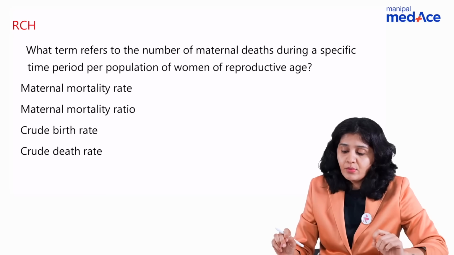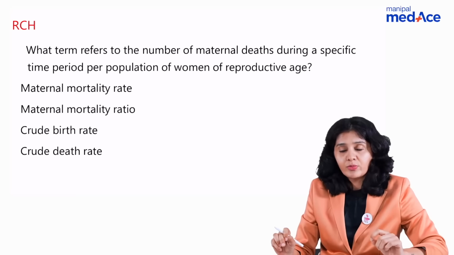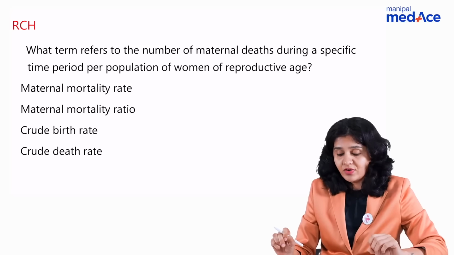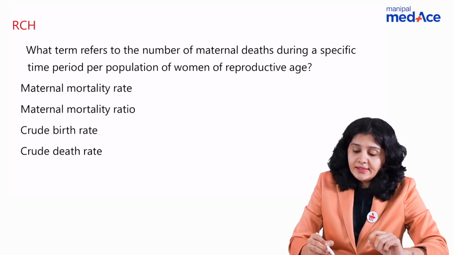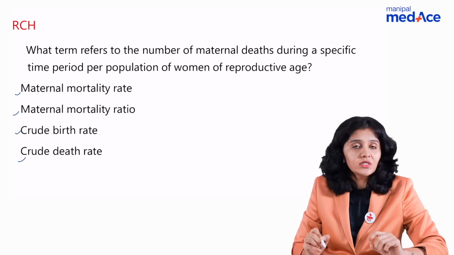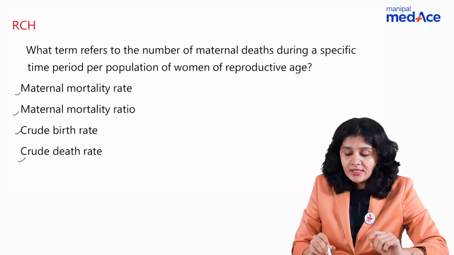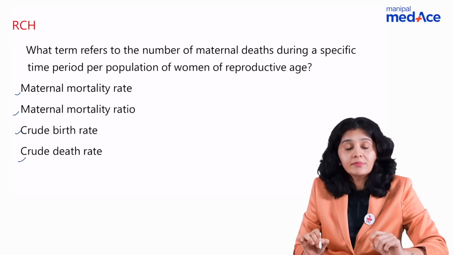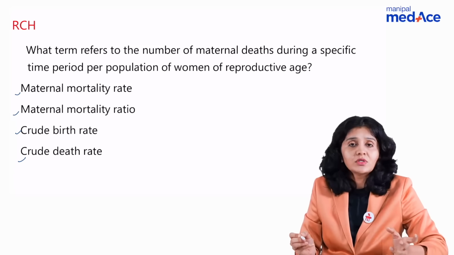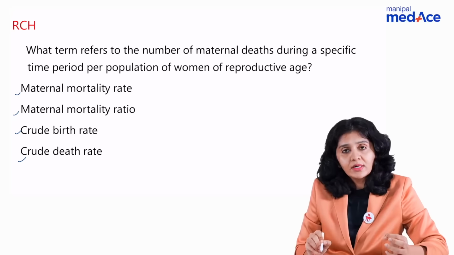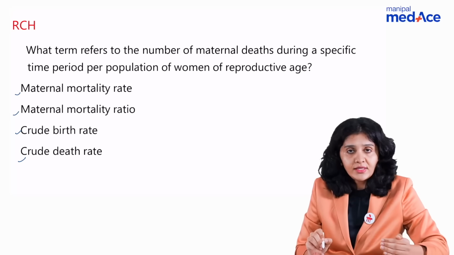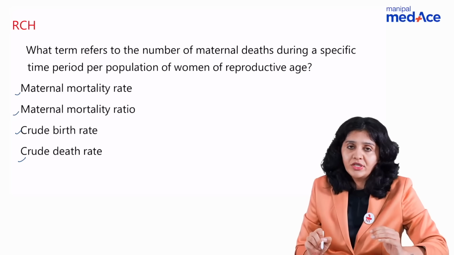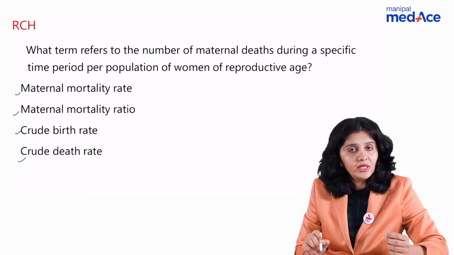What term refers to number of maternal deaths during a specific time period per population of women of reproductive age? Again, we've discussed this in our videos. So maternal mortality rate, maternal mortality ratio, crude birth rate, and crude death rate. So what is the correct option for this? So you can easily rule out crude birth rate and crude death rate. So crude birth rate is number of births per 1000 mid-year population. Similarly, crude death rate is in the numerator you have number of deaths, and in the denominator you have mid-year population multiplied by 1000. So these two you can easily rule out.